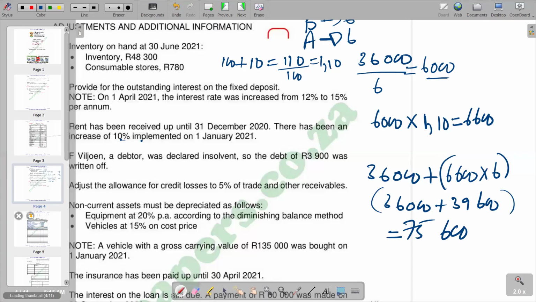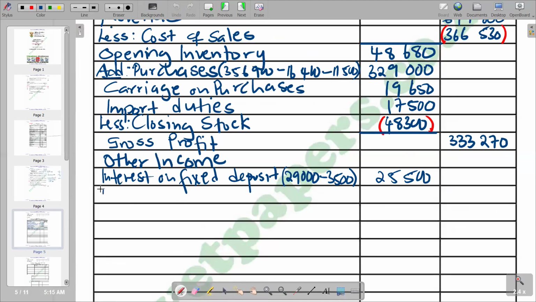So you go to your other section, then we are saying rent received. So in brackets, we are saying 36,000 plus 39,600. We add the two. We're going to get 75,600. So this is what we have.